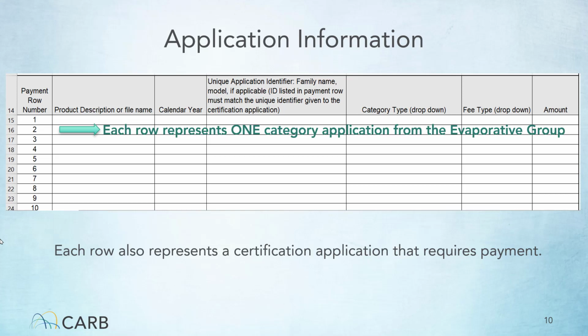Please note that each row is for one certification application. A manufacturer may submit more than one application at a time. So if you will be submitting applications for multiple components or families, make sure to fill out separate rows for each application. We will cover the process for filling out the information in these columns in the next few slides.